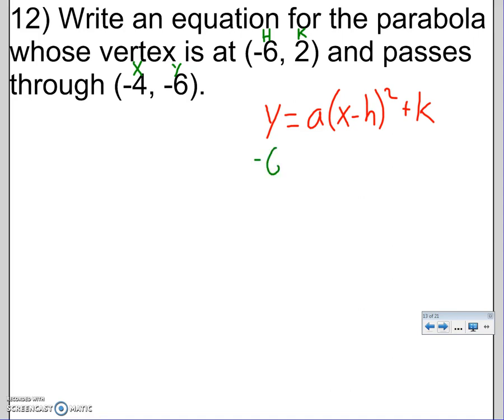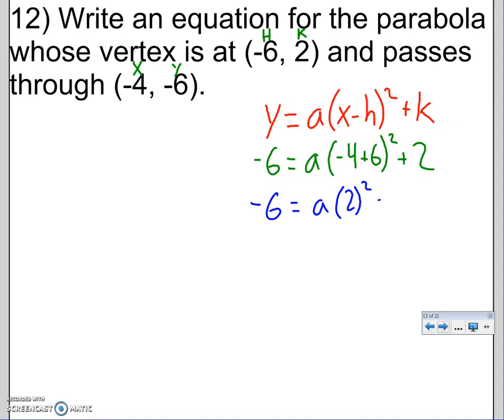Y is -6. A we don't know. X is -4. Oops. Opposite of h, so h is -6, is really +6. Close squared plus k, k is 2. So we do the parentheses part first. -4 plus 6 is positive 2. Squared plus 2. Squared next, which is in PEMDAS. So 2 times 2 is 4. So that's 4 times a plus 2.